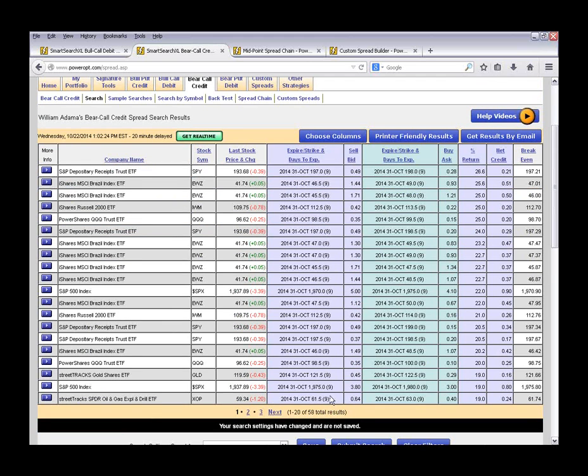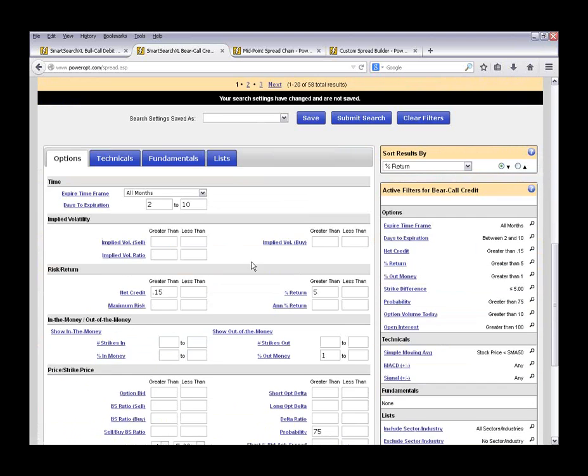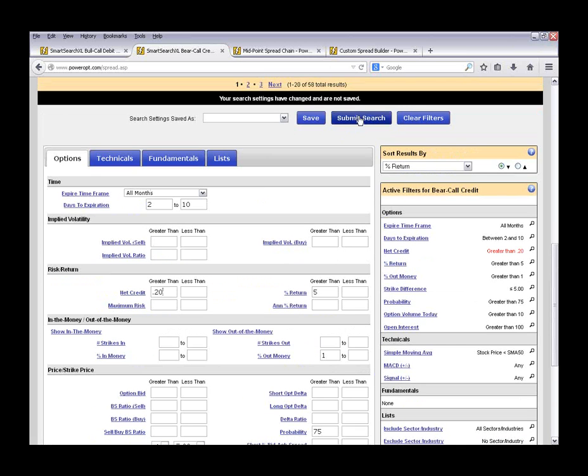We've narrowed it down to 58. Okay, that's pretty reasonable, but most of the net credits here are pretty high, 45, 50, 20, 21. So maybe now, I know I can still find reasonable premiums with 75% probability. Let me look for the better ones by going with a 20-cent net credit. Let's submit that.